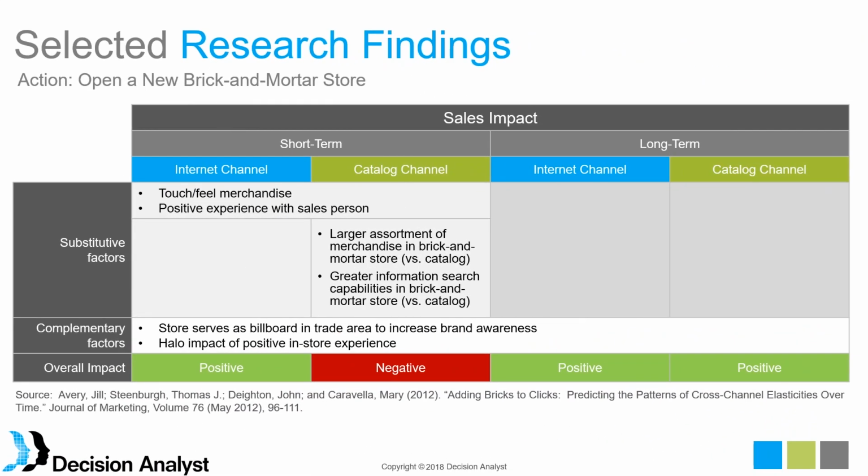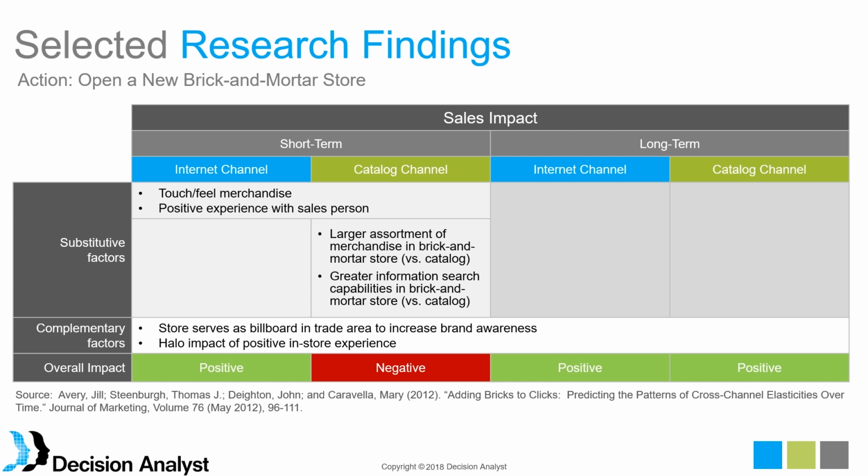So one more research journal article we just wanted to bring attention to is a Journal of Marketing article that talked about the impact of opening a new brick and mortar store on sales through other channels, non-brick and mortar channels, internet and catalog in this case. This is an article that came out a few years back, 2012, but it points out the idea that we could develop some theories about what would explain why opening a brick and mortar store would have an impact on sales in the internet and catalog channel.